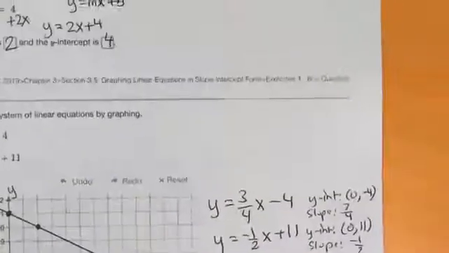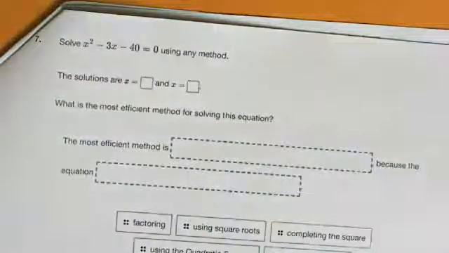But let's go ahead and take a look at number 7. So number 7 asks us to solve this equation using any method. And there's a few different options available to us here. And I'm going to go ahead and go over 2 of them.